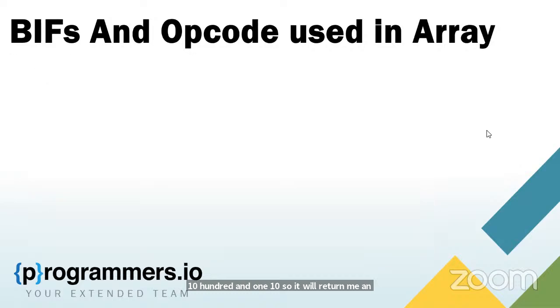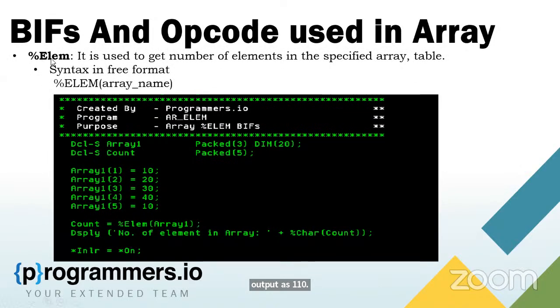Let's see the next one. Next is %ELEM, which is used to get the number of elements specified in the array. The syntax is simple: %ELEM, then the array name. In the same program, I have used a runtime array, specified some length and some values for the array. Then in count, I'm getting the number of elements we specified for the array, using %ELEM and the array name. It will return 20 because the array size is 20.